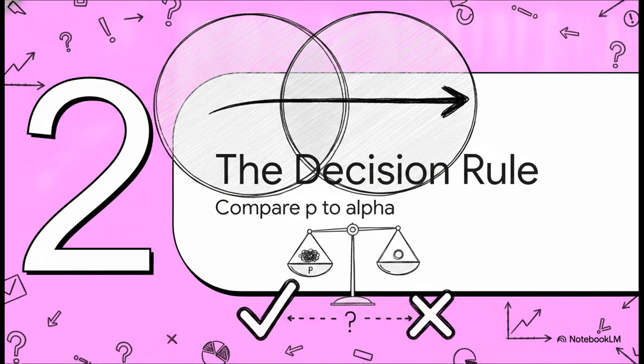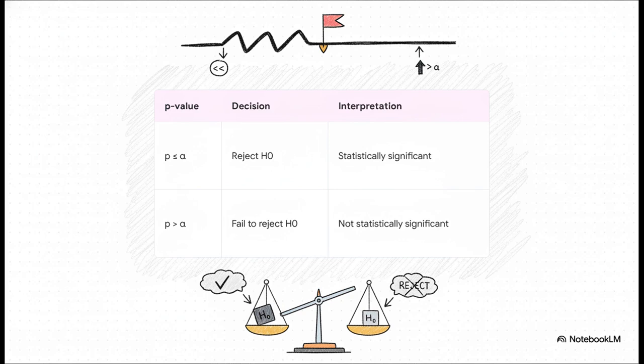Moving on to section 2, the decision rule, where we compare p to alpha. Knowing what the number means is great, but how do we actually act on it? Well, we draw a line in the sand called a significance level, or alpha. A super common alpha level you'll see in research is 0.05. Here's how the decision matrix works. If your p-value is less than or equal to your alpha, boom, you reject the null hypothesis. Your result is statistically significant. But if it's greater than your alpha, you fail to reject the null, meaning your results are not statistically significant. You just draw your line with alpha, and where your p-value lands dictates your conclusion.